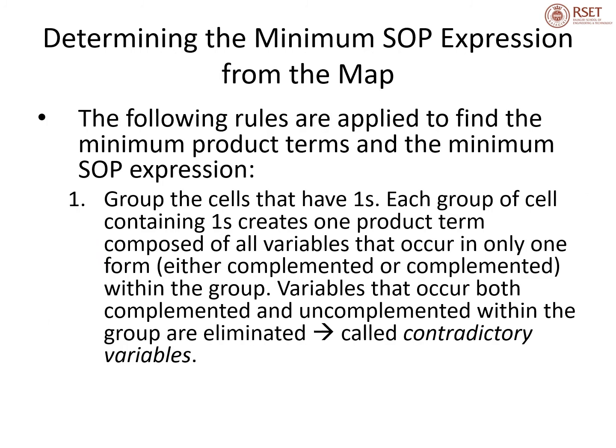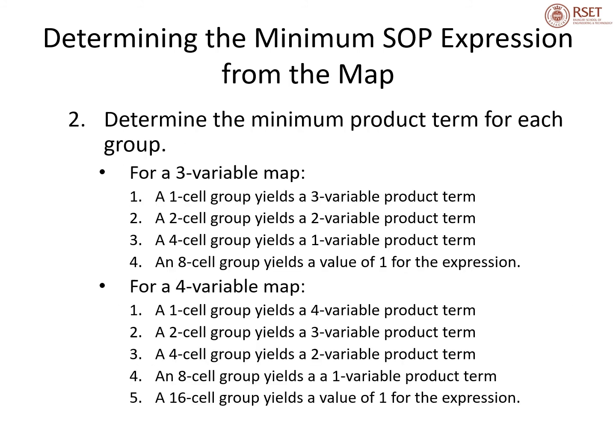Now, after grouping, you have to determine the minimum SOP expression from the map. The rules which we need to apply: group the cells that have ones. Each group of cells contains one. Create one product term composed of all variables that occur in only one form within the group. Variables that occur both complemented and uncomplemented within the group are eliminated, and they are called the contradictory variables.